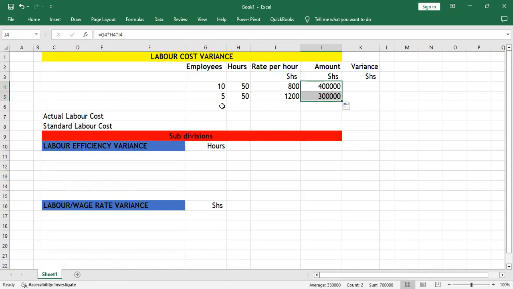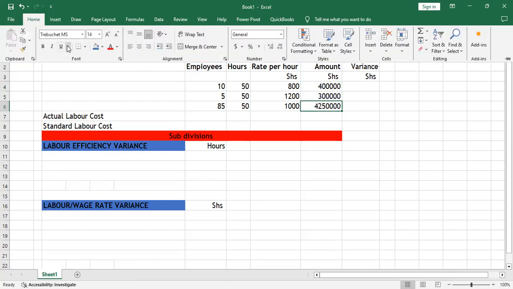Then you also have the rest of the employees, those are 85 employees, because in total the company has 100 workers or 100 employees. These also work for 50 hours each, but they were paid at the standard rate per hour, and the standard rate per hour is shillings 1,000. So on these employees, the company incurred 4,250,000.